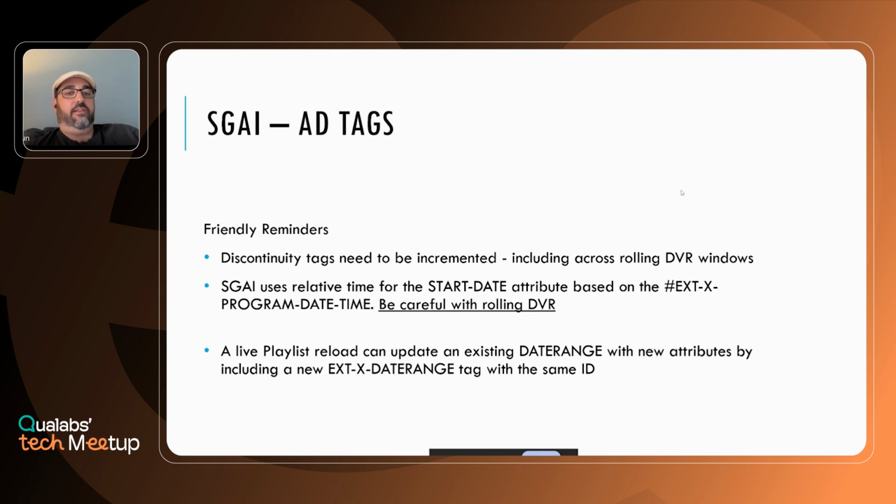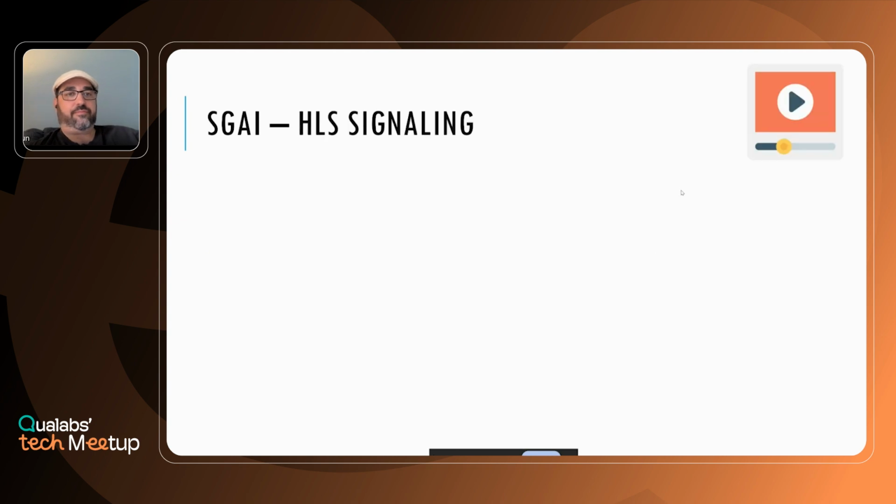A live playlist reload can update an existing date range tag with new attributes by including an EXT-X-DATERANGE tag with the same ID. I'm going to touch on this a little bit later, but this is actually something that can be pretty powerful: you can update something that's been already inserted, essentially overriding that tag by utilizing the same ID. And within Dash, you can just update the tag itself.